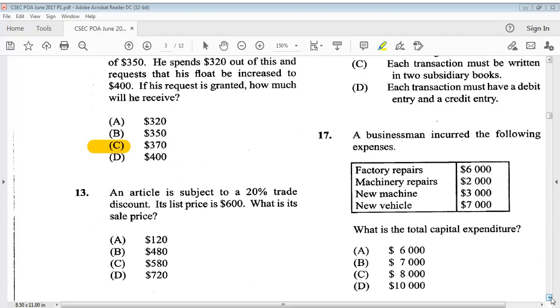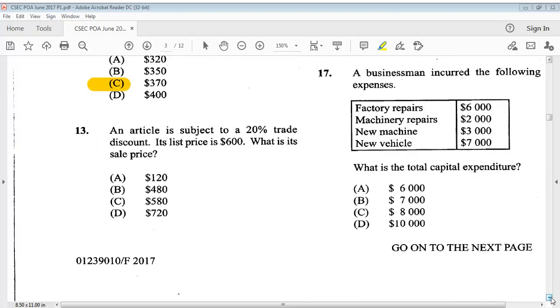13 says, an article is subject to a 20% trade discount. Its list price is $600. What is its sale price? Now, we know after we find 20% of $600, that would give us $120. And then we deduct that $120 from $600. We're left with $480. So B would be our answer.